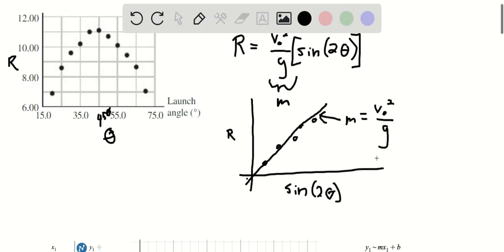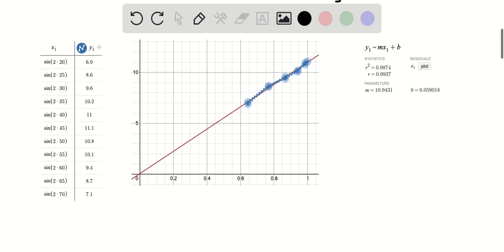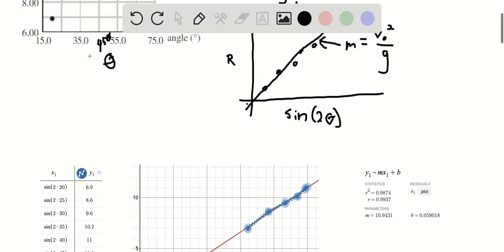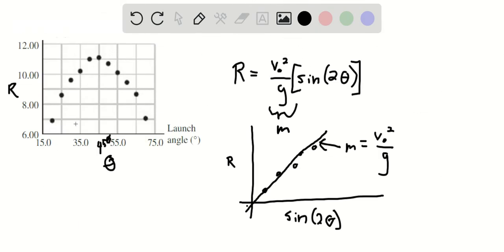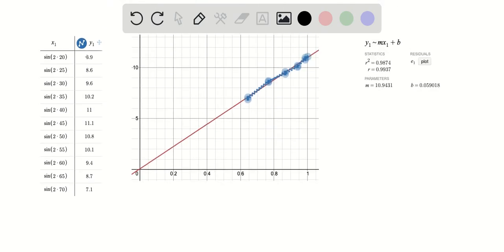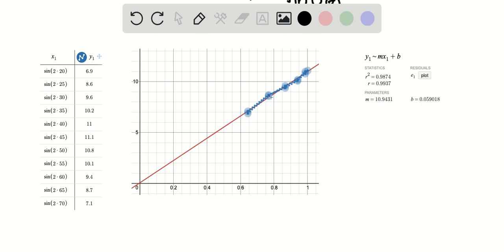So I went ahead and plotted this data here. We have our x coordinates, sine 2 times these values of theta, 20, 25, up to 70. And here are the values of the range that I plotted, which correspond to these values right here. I made a chart here, and if you put them into a graph, there are these blue points. And then you can just run a linear regression or best fit, and it makes this line.